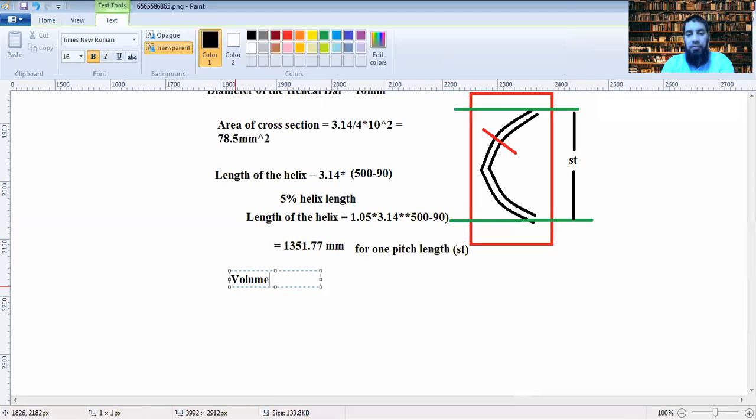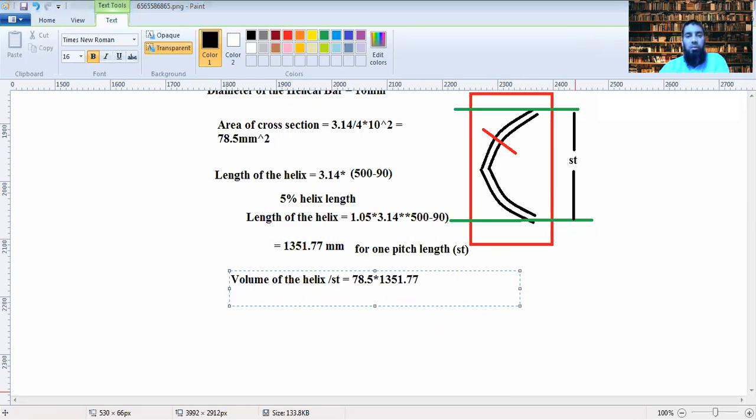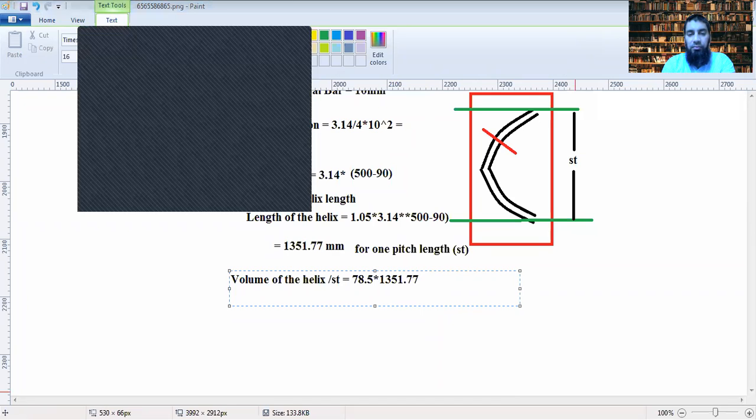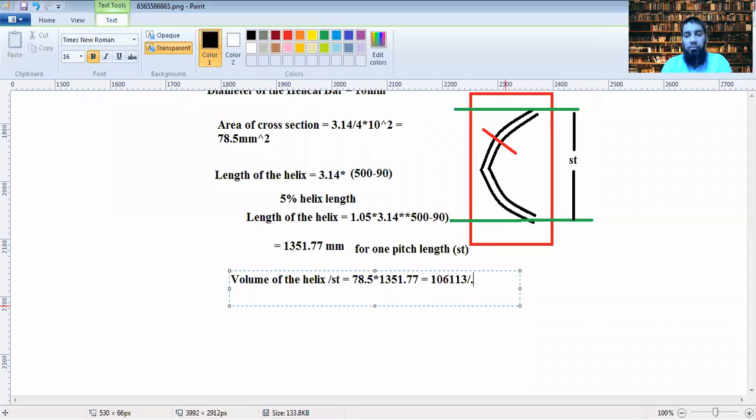Now your volume of the helix or helical reinforcement for one pitch length per St is the area of cross section, that is 78.5 into 1351.77, both in mm, so this comes out to be 106,113.945 mm cube.